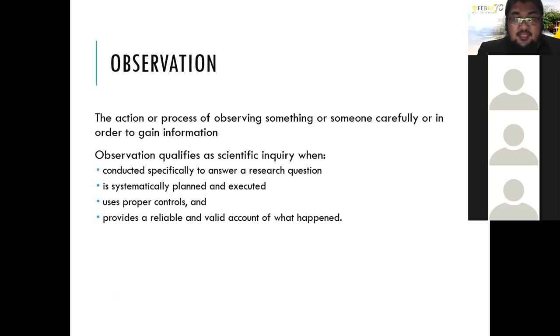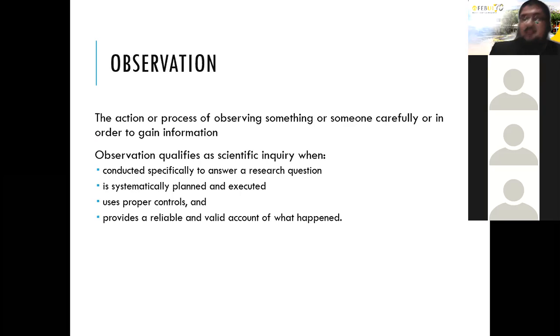The second method of data collection is observation. So it's observing someone carefully, and it needs to be systematic. Observation can be scientific, but it can also be unscientific. For an observation to be scientific, it must be conducted specifically to answer a research question. So there's a purpose for the observation. It must be systematically planned and executed, and use proper control.